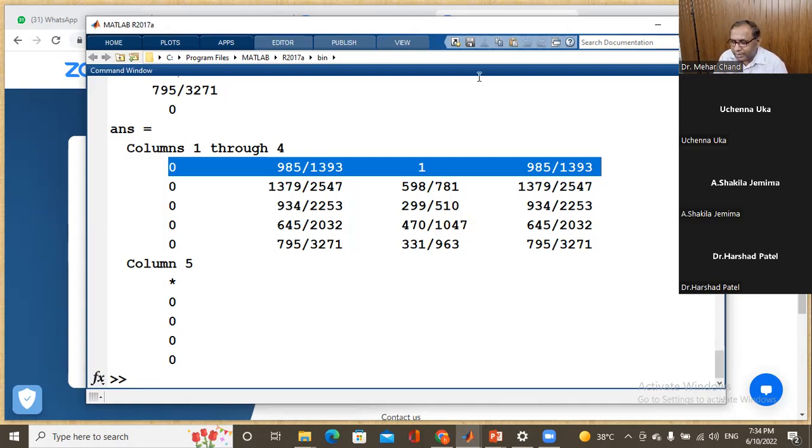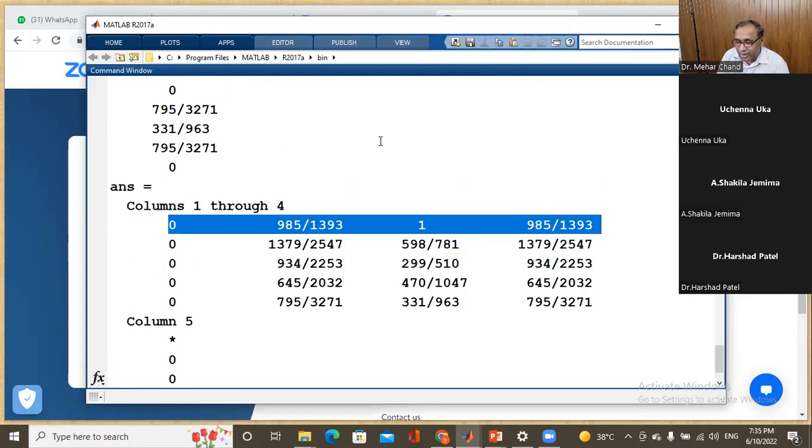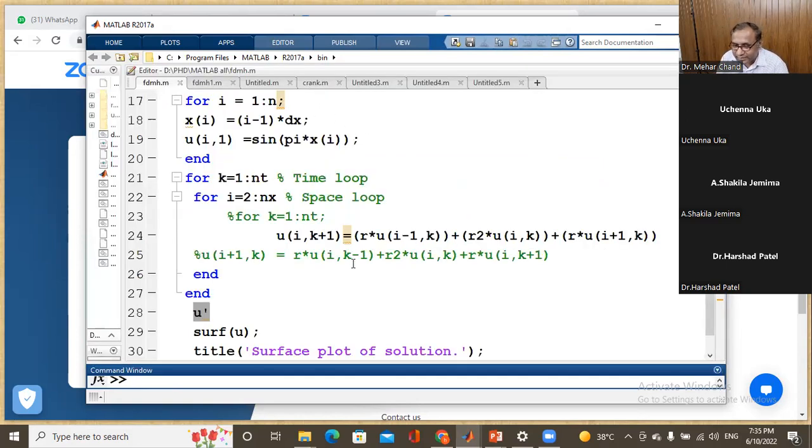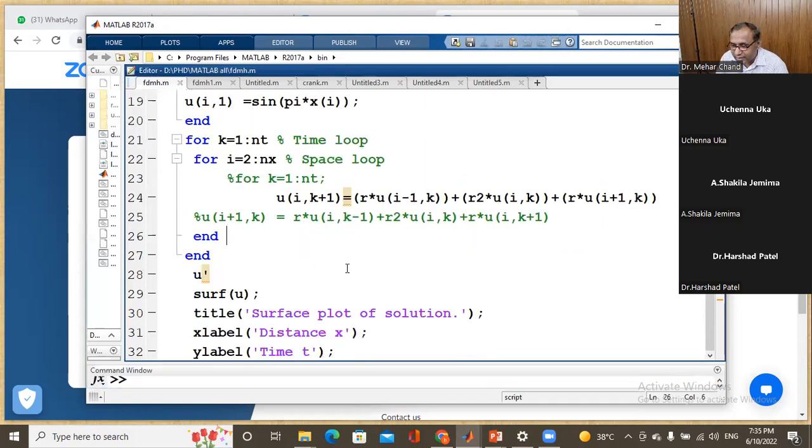Sir, I mean, we have a command. By using the command, in the first column we have x, in the second column we have t, and in the third column we have the functional value or solution value. Sir, please repeat the question. The question is that the solution of this differential equation is a function of two variables, t and x. Okay, so we have a simple command.